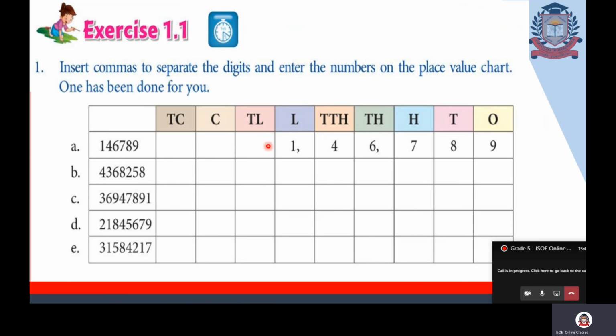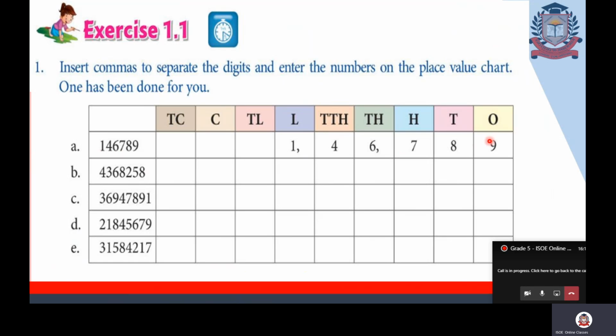So this is the place value chart and you have to enter the digits in their respective places and put commas as well. See this number, how do I read this number? 1,46,789. So 9 goes to 1's place, 8 goes to 10's place, 7 goes to 100's place, 6 goes to 1000's place, 4 goes to 10,000's place and 1 goes to lakhs place. See, and I have arranged commas also.